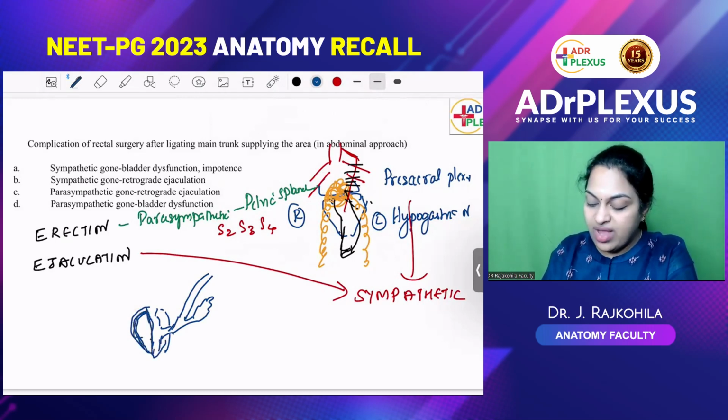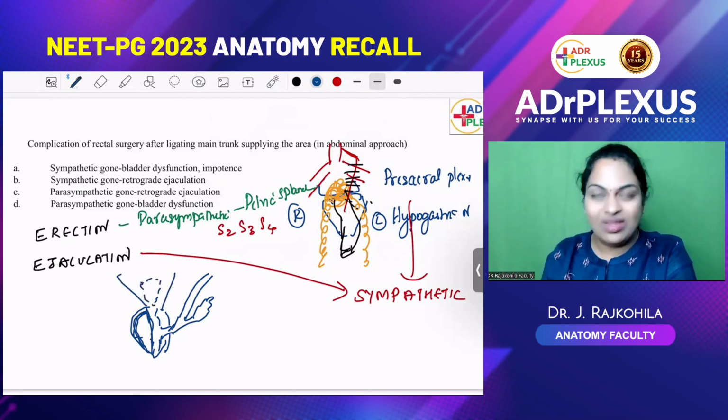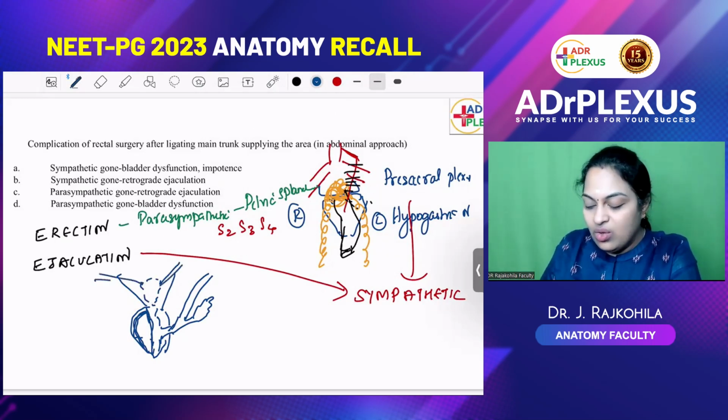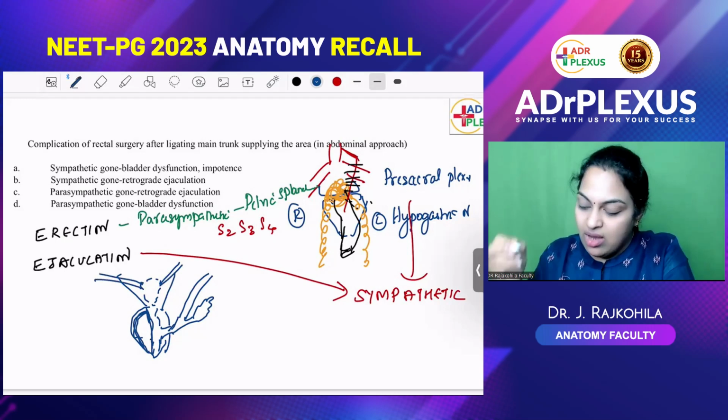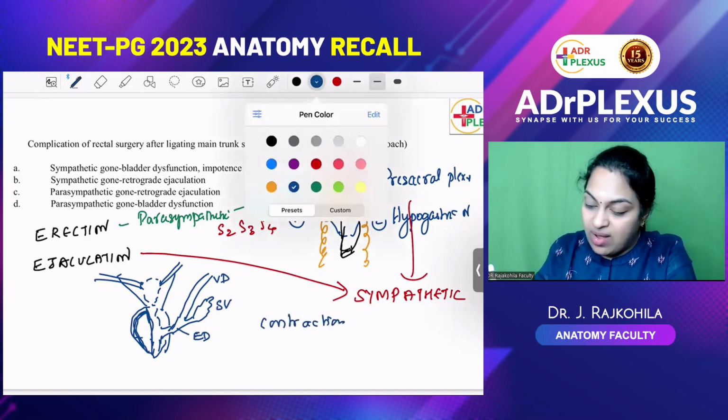And above the prostate, what do you have? The bladder. The lowermost part of the bladder, you get to see the trigone of the bladder. The apex of the trigone will receive the ureter. Am I right? Now, what is the sympathetic going to do? It is going to cause contraction of the vas deferens, of the seminal vesicle, ejaculatory duct, contraction to expel the semen into the prostatic urethra, right?